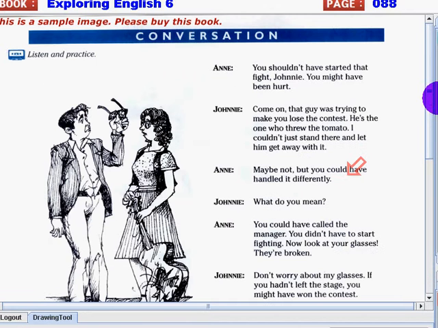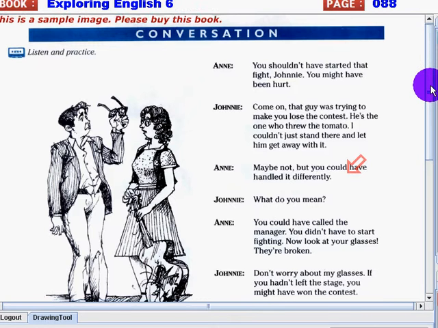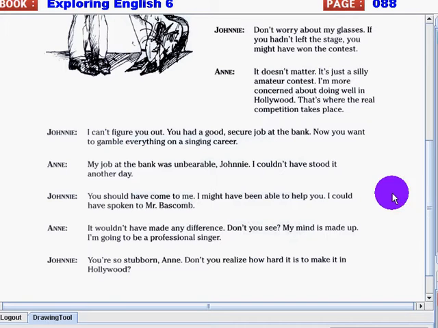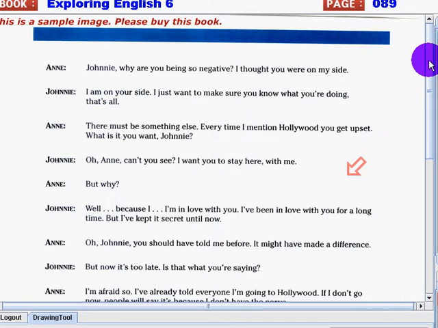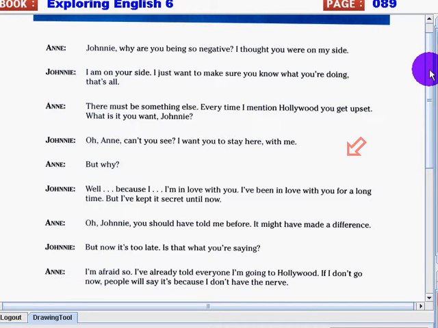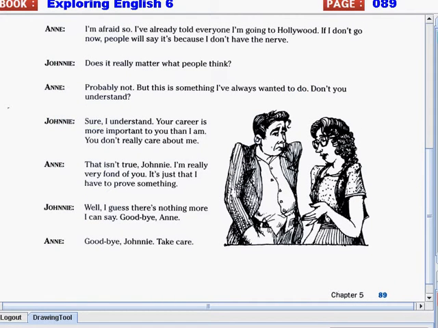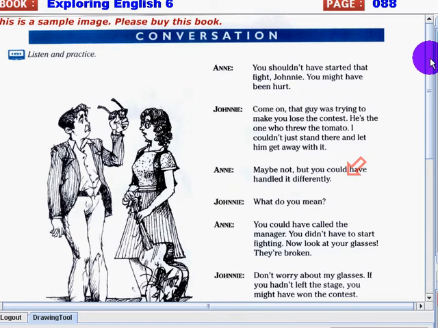Okay, now students, I want you to read this conversation again between Anne and Johnny. To do that, you can pause this video for a while so that you can read. Now, on the second page, when you are done, you can press play so that we can continue on our lesson. Now when you're done, you can review it so that you can understand the conversation better.